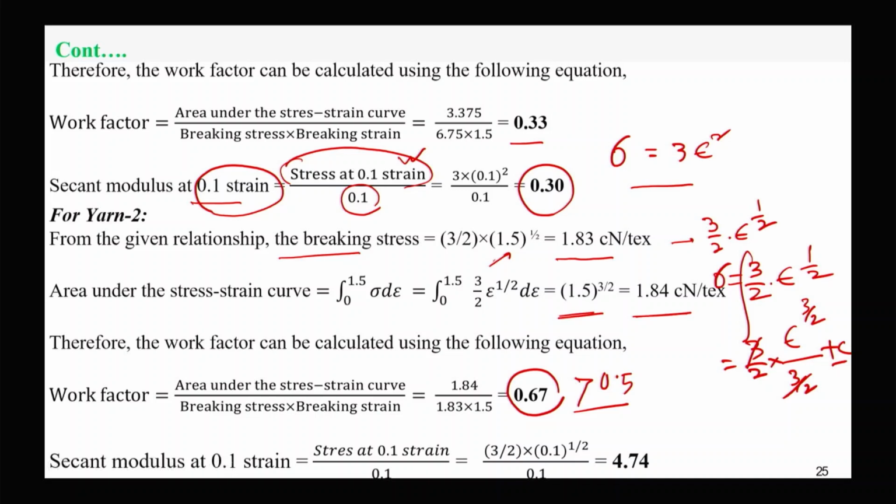And in the same way we can calculate the secant modulus at 0.1 strain. It's 4.75. Now it's interesting. We can see in this curve that the yarn 1 secant modulus was very low at the lower strain, 0.1 strain. That is due to the nature of the curve, because for yarn 1, at lower strain level, the modulus is very low.